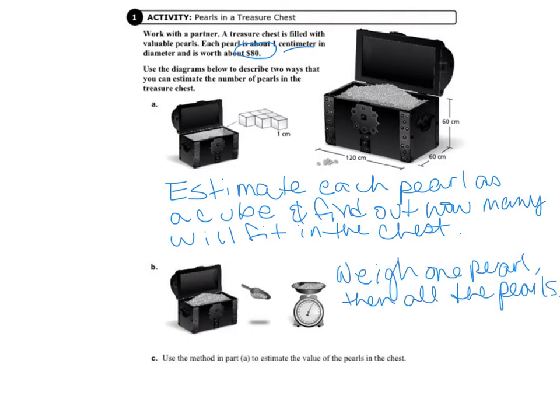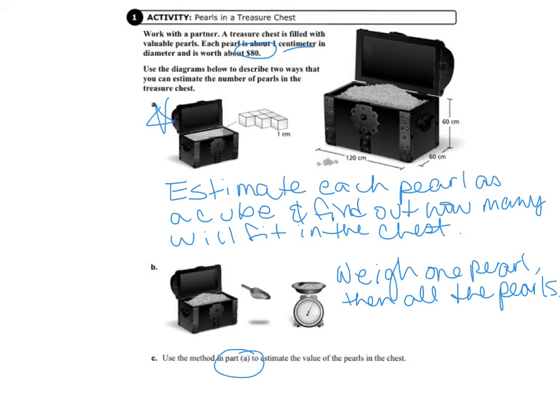Now let's read our directions for letter C. It says use the method in part A to estimate the value of the pearls in the chest. So let's go back up to part A. It says that we're going to estimate each pearl as a cube and find out how many will fit in the chest. So if we imagine that these pearls are cubes and that we're stacking them in the chest like in the first picture, and that each cube is 1 centimeter cubed, then we have a treasure chest that's 120 centimeters by 60 centimeters by 60 centimeters.